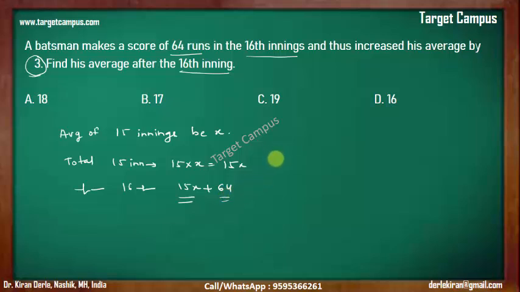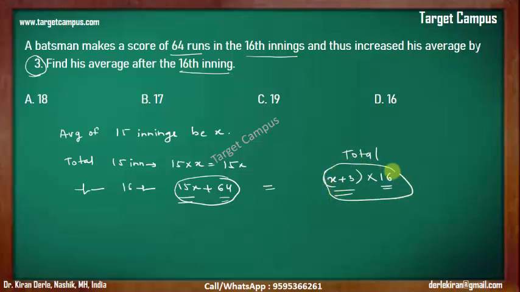Again we have this information as well, that his average got increased by 3, so his new average is x plus 3 of how many innings? Of 16 innings, right? This is also a total, average into number of innings. So this is also total of 16 innings. So this is equal to this. Solving this, we'll get 15x plus 64 is equal to 16x plus 48.